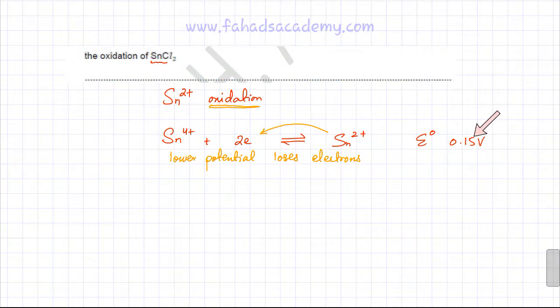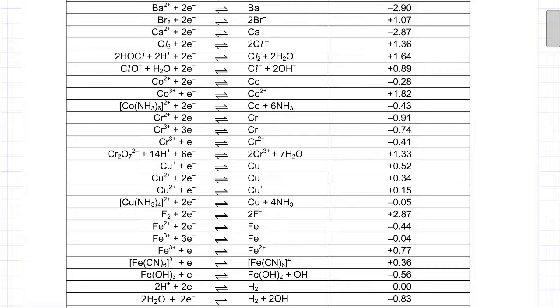So we're looking for another electrode whose potential is greater than 0.15 volts. If I look at the data booklet, there are a number of electrodes whose potential is greater than 0.15 volts, so let me pick just one. Let's pick fluorine, over here, at 2.87 volts. This is very positive, so it has a higher potential compared to the Sn4+, Sn2+ electrode. Fluorine gains 2 electrons, forming 2F minus in a reversible reaction, and 2.87 volts is the electrode potential.